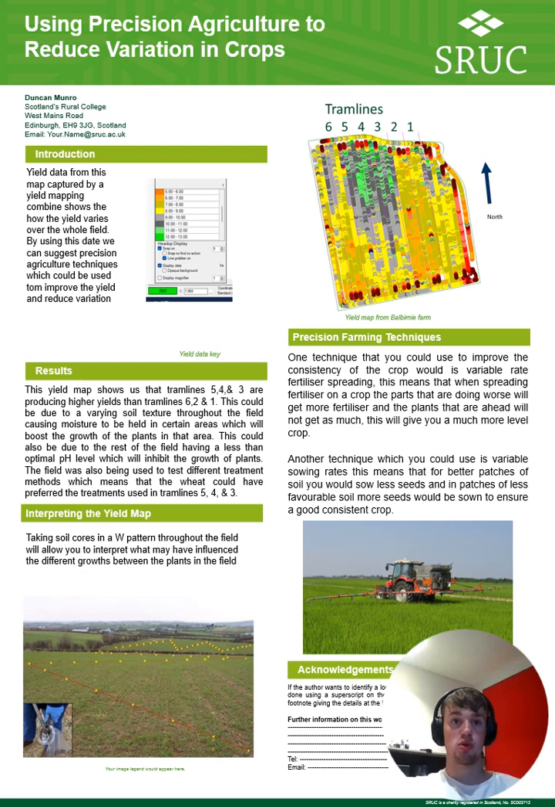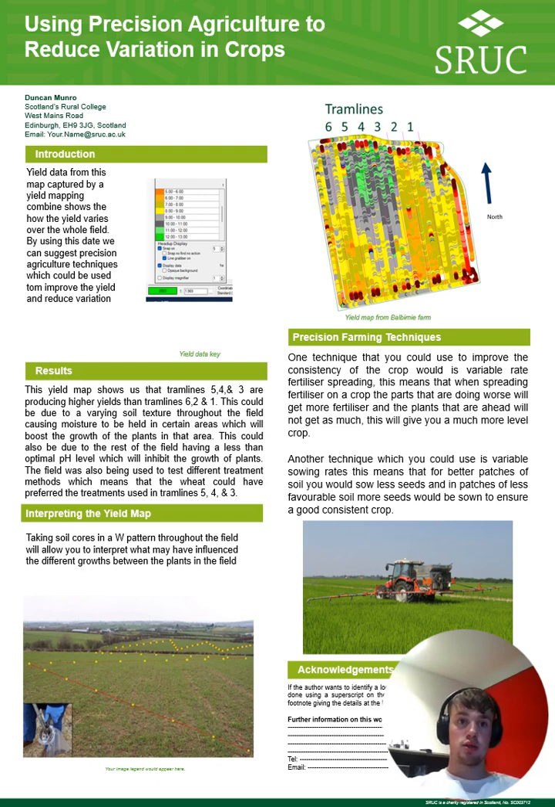So the yield map showed us that the tramlines 5, 4 and 3 are producing higher yields than 6, 2 and 1. I said this could be due to a varying soil texture throughout the field, which could be causing moisture to be held in certain areas and not draining away as quickly, which would boost the growth of the plants in this area, leading to that sort of spike in yield.